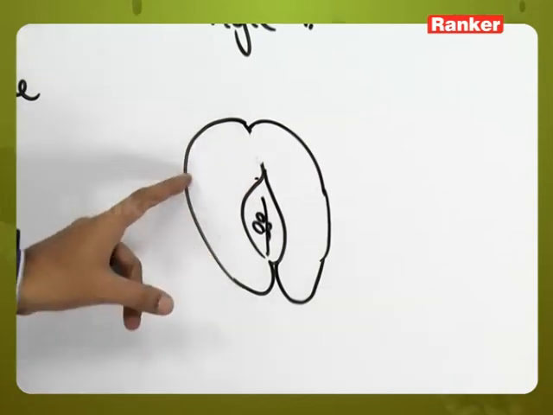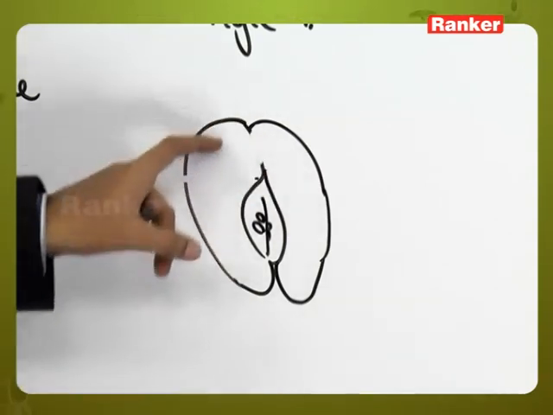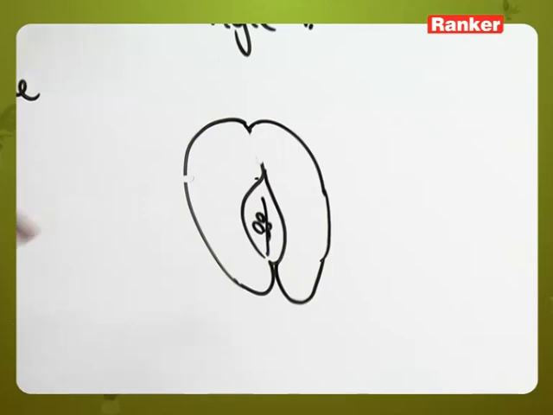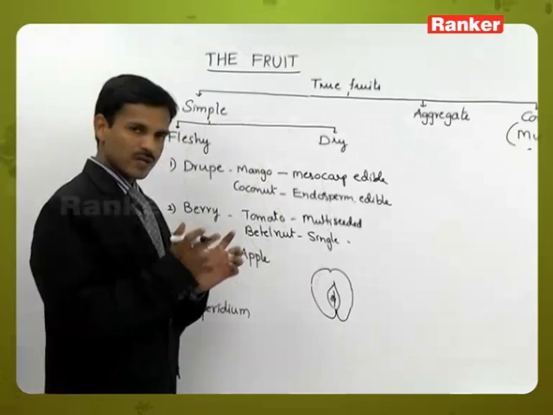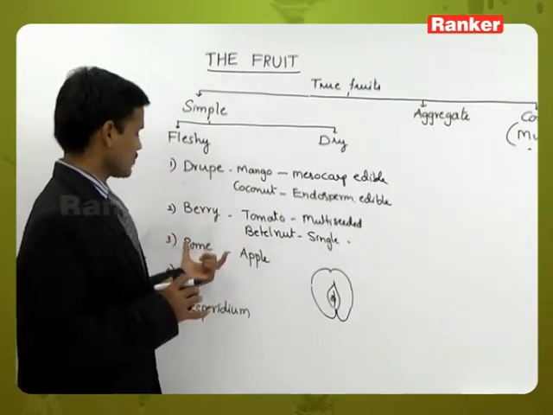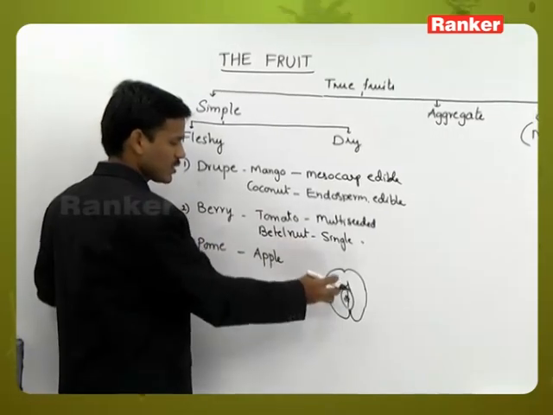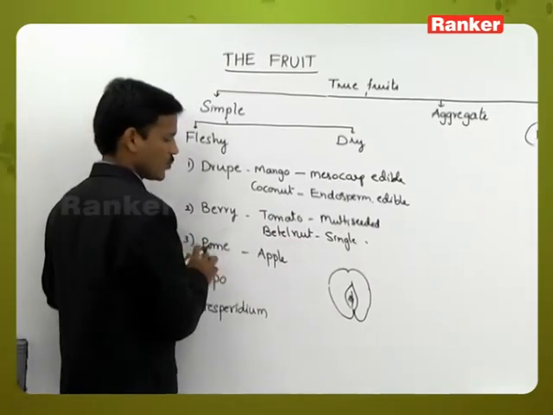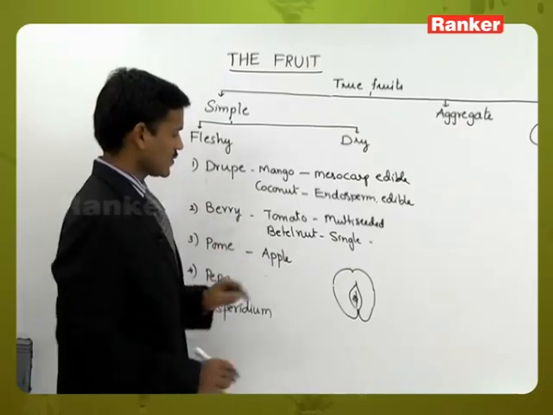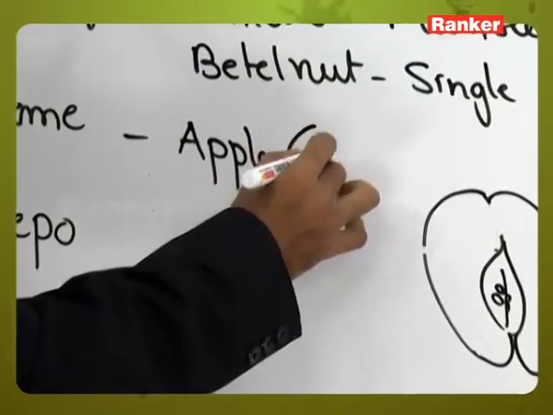The true fruit is covered by the false fruit, which develops completely from the thalamus. So the true fruit is covered by false fruit. This type of fruit in the apple is called pome. The scientific name of apple is Pyrus malus.